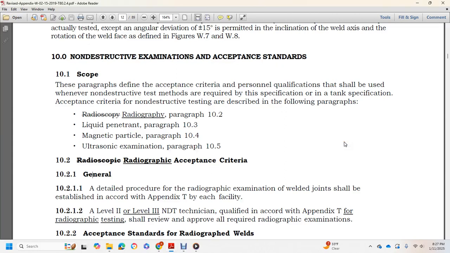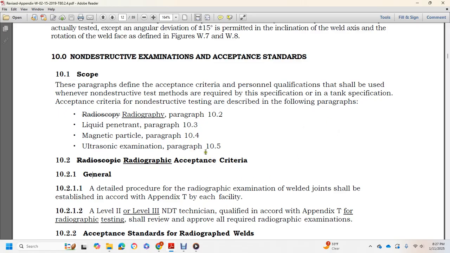10.0 Non-destructive examination acceptance standard. The scope of the paragraph is defined, and except for the criteria, personnel qualification shall be used for the non-destructive test requirements, test specification, and acceptance criteria. Non-destructive testing describes the following: radiograph, paragraph 10.2; liquid penetrant, 10.3; magnetic particle, 10.4; ultrasonic examination, 10.5.